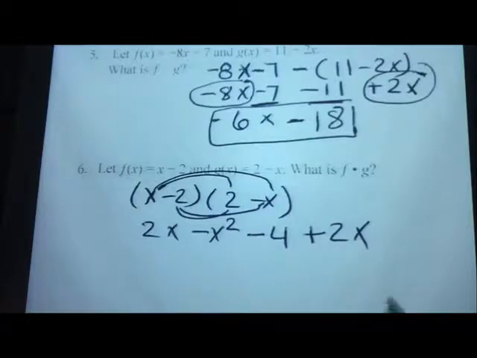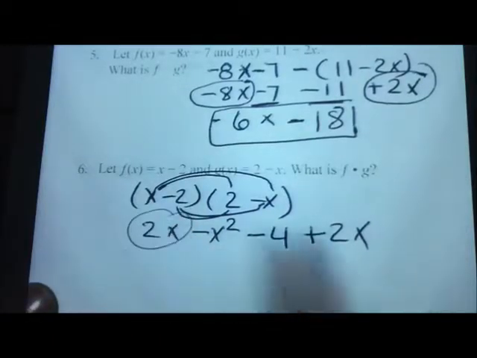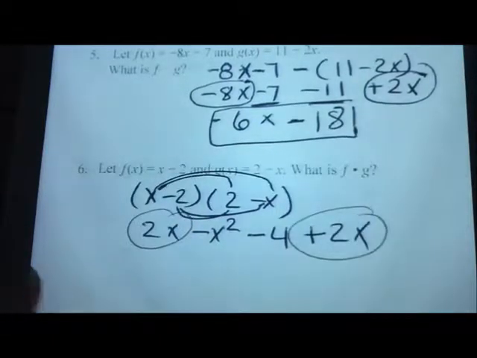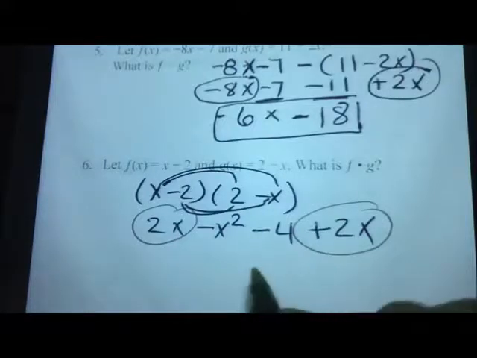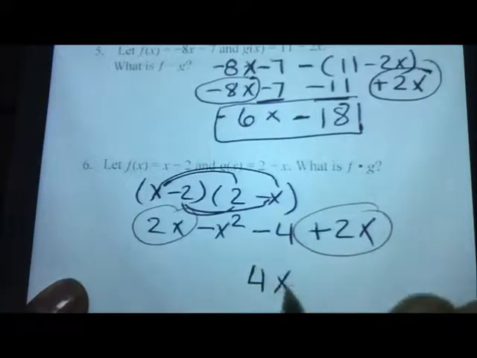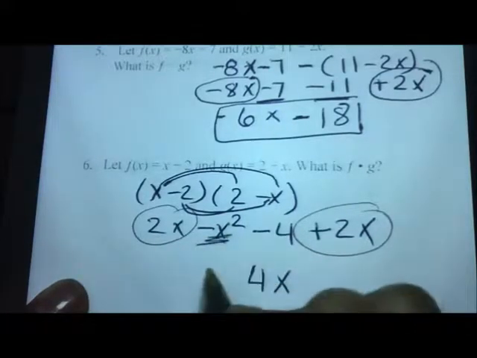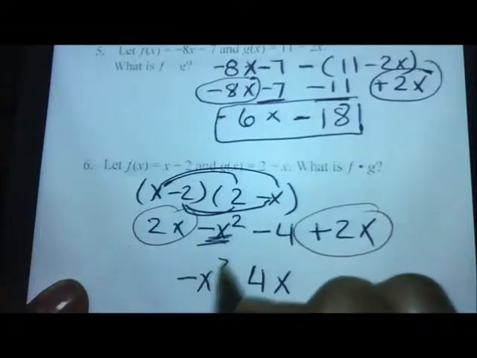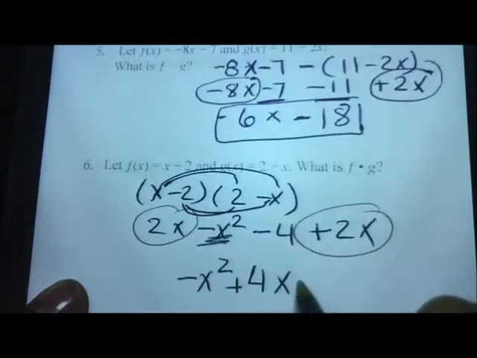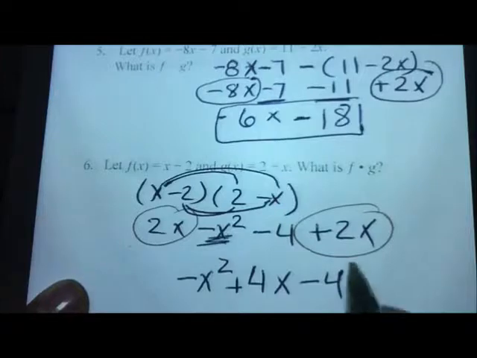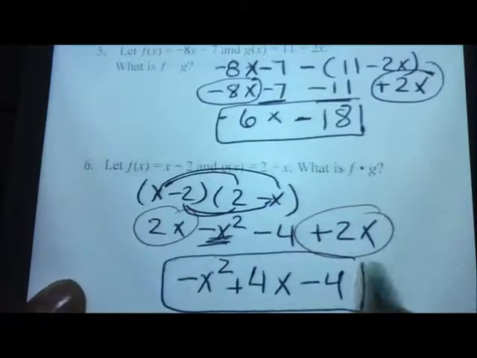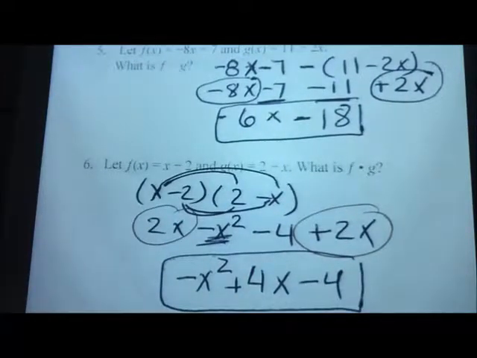We combine like terms, which would be these two. They're both positives, so that is a 4x, and then we have a -x squared, that would be a positive, and that's a -4. So please remember, you always put them in order from the greatest exponent to the smallest.